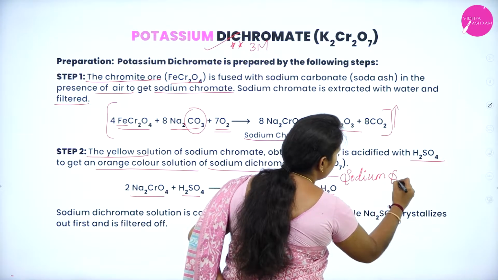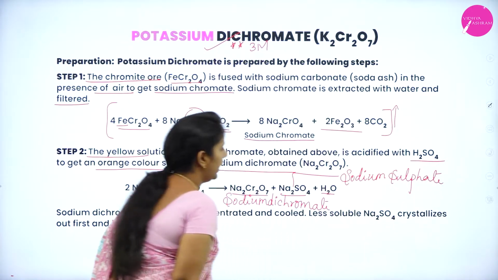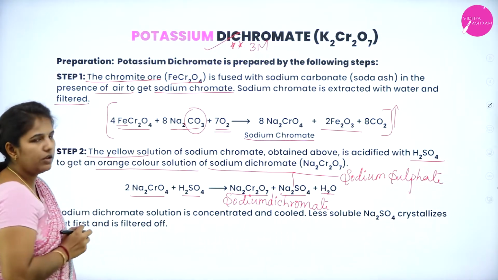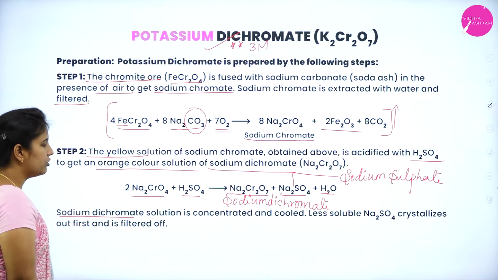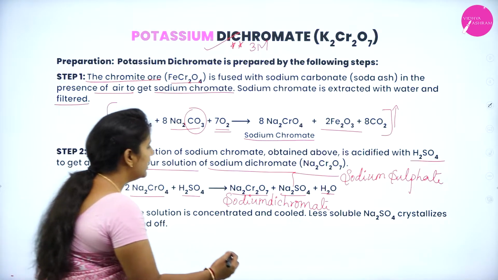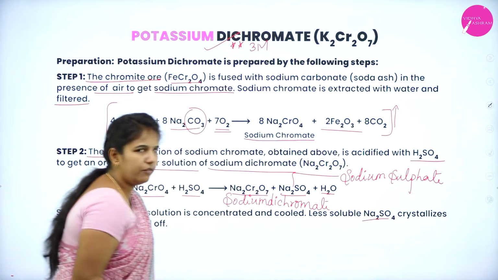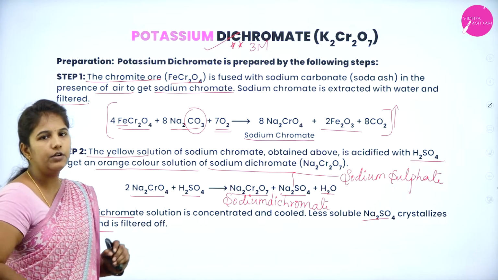Sodium sulfate, and with the release of water. Next, the sodium dichromate solution is concentrated, then cooled, and the less soluble sodium sulfate crystallizes out and is filtered off.